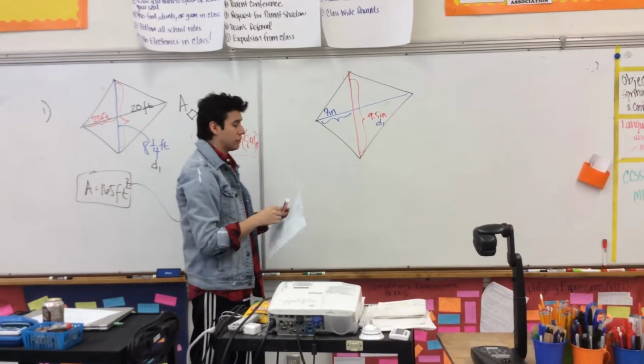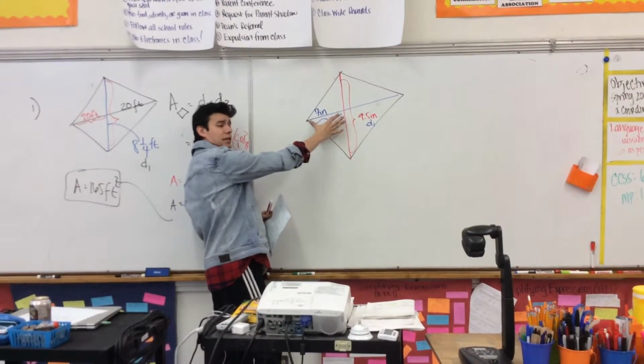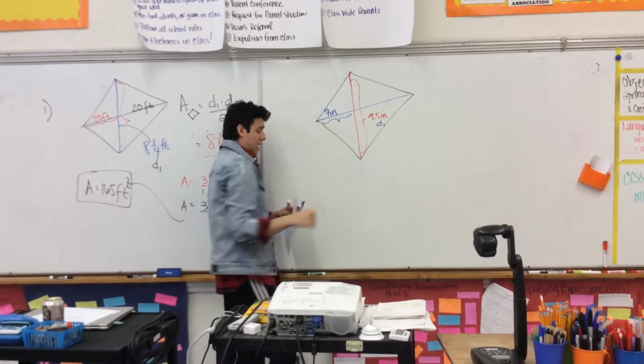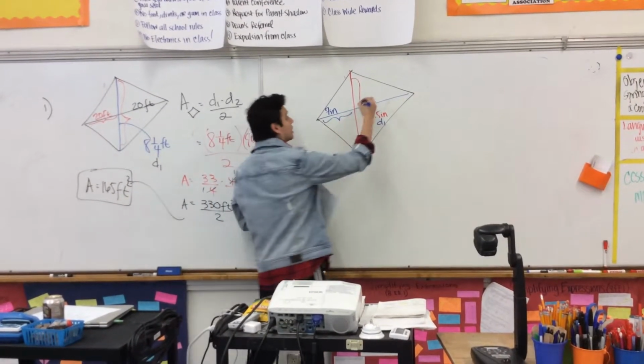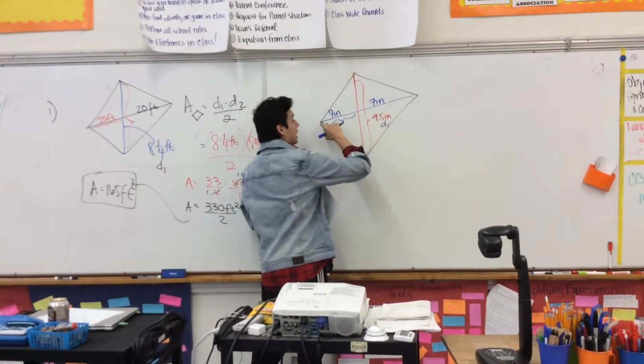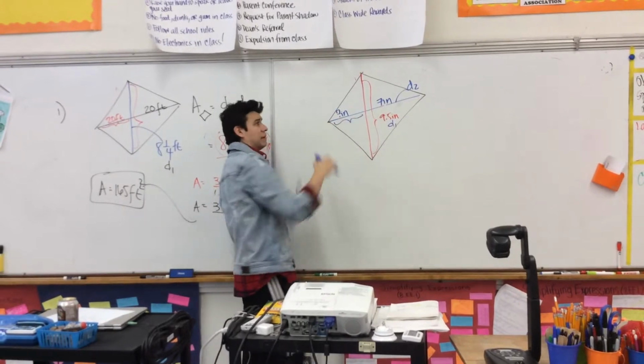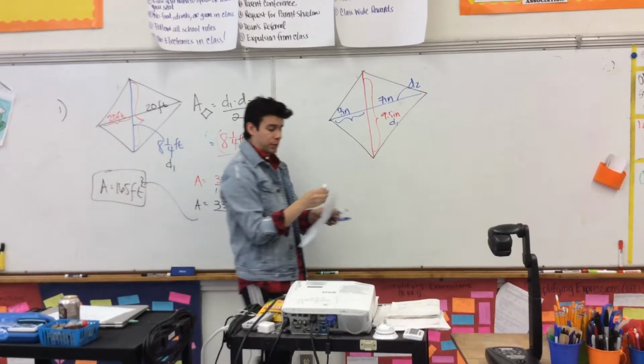You could call it diagonal 2 if you want. But I only have a little piece here. I want the whole thing. So if this is 7, how much is that? 7 inches. That means this diagonal 2 is 7 plus 7, which is 14. So now let's punch it into the formula.